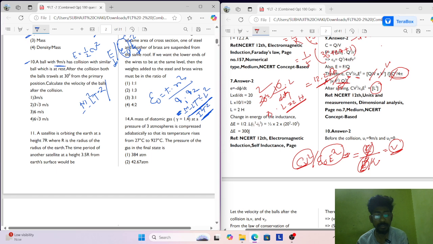A ball with 9 meter per second has a collision with a similar ball which is at rest. U1 is given, U2 is given, U2 equals 0. After collision, both the balls travel at 30 degrees with the primary direction. Calculate the velocity of the balls after collision. The law of conservation of momentum you have to apply.